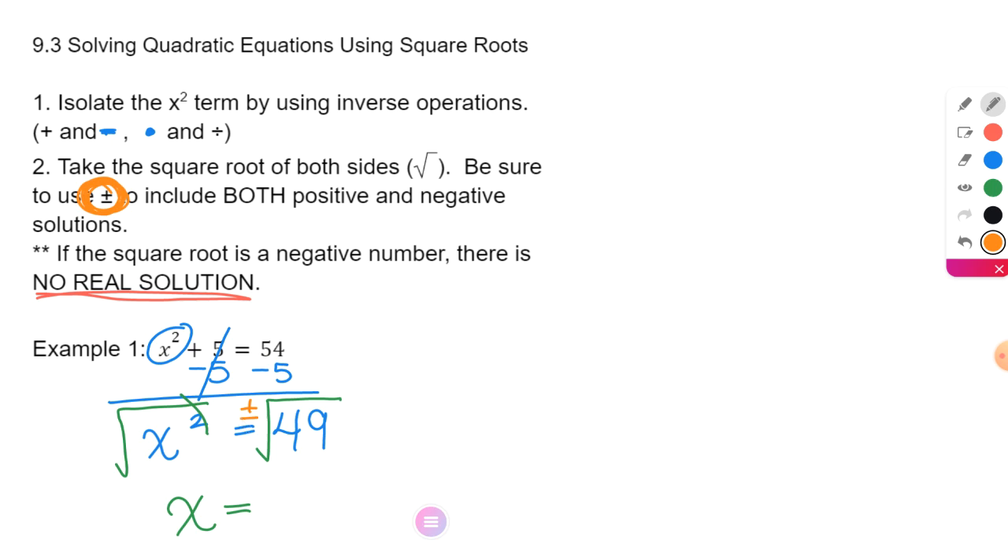All right, so plus minus, oops, that's a funny plus minus, let's fix that. The square root of 49 is 7, so you are done. Plus or minus 7, that's the same as saying 7 or negative 7.